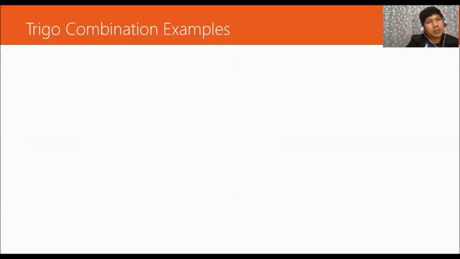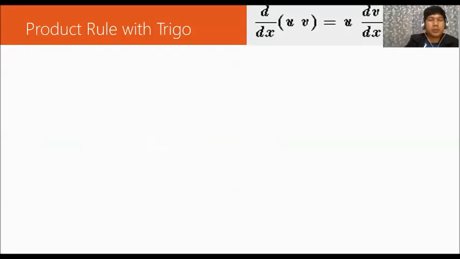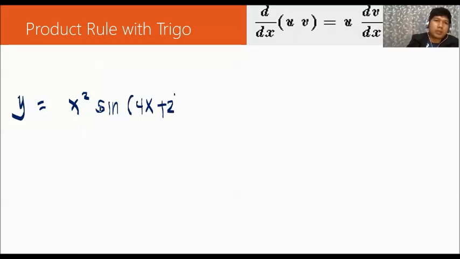So, trigonometric combination examples. For example, we can use a product rule that involves trigonometric combinations. Like for example, y is equal to x squared, then sine of 4x plus 2. So you will notice that this is a product between u and v. So we can assign u to x squared and v as sine 4x plus 2.